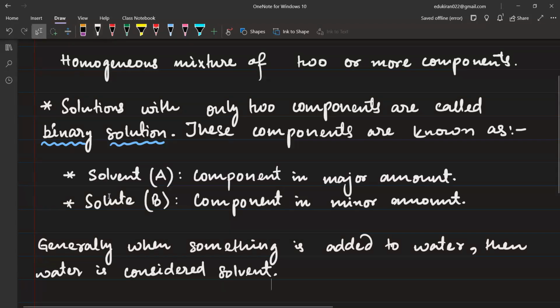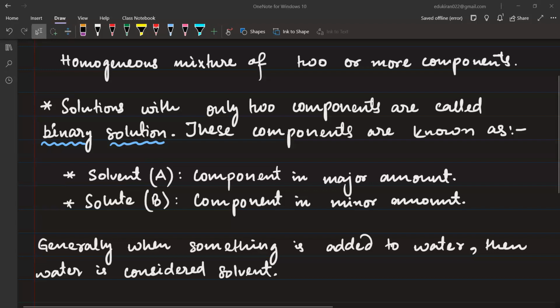A solute is a very generic idea. Many people ask, sir, what will happen if I have 50 grams of water and 50 grams of salt? Then what will be the solute and what will be the solvent? Obviously water is going to be the solvent in all of these cases. Even if you take 80 grams of sugar and 50 grams of water, or 60 grams of water, then also water is going to be the solvent. So again, these definitions, that the solvent is the component in major amount or the solute is the component in minor amount, are not very strict definitions.